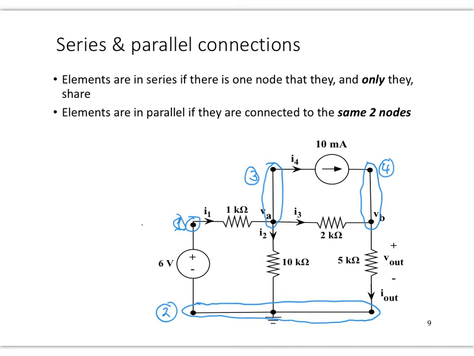Elements are in series if there is one node that two elements and only those two elements share. So if we look at the circuit here, we can see that node 1 over here is shared by the 6-volt source and by the 1 kilo ohm resistor, and nothing else is connected to that node. So this 1 kilo ohm and the 6-volt are in series.